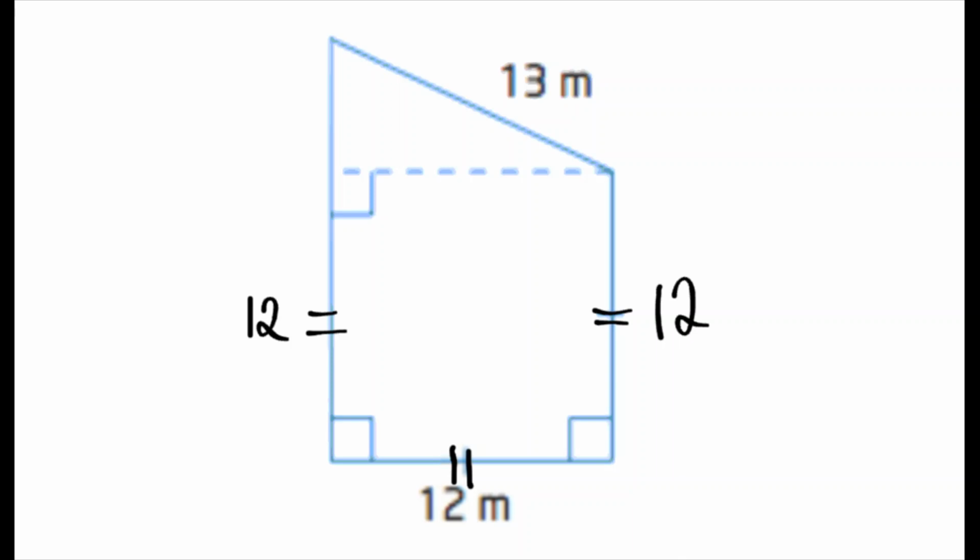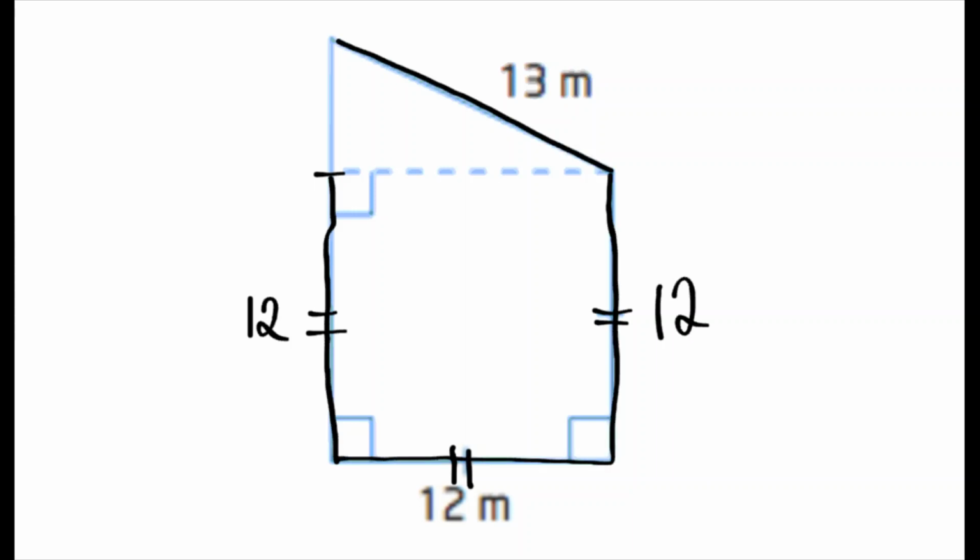So I have most of my sides, but the 12 actually only takes us up to 3. This part of it is 12, that's 12, that's 12, this part's 13. So I don't know this red side on the left. That's what I have to find.